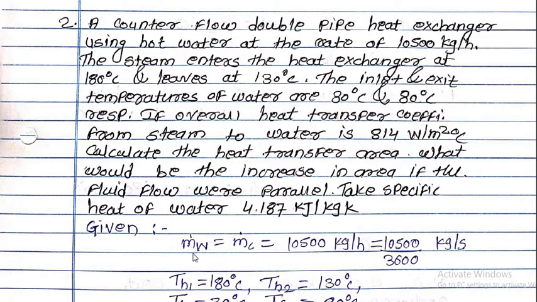So the mass flow rate of water is equal to 10,500 kg per hour. Okay, so it is in kg per hour. We need to convert it into kg per second. For that purpose we divide by 3600. So 10,500 divided by 3600 will give the mass flow rate of water in kg per second.